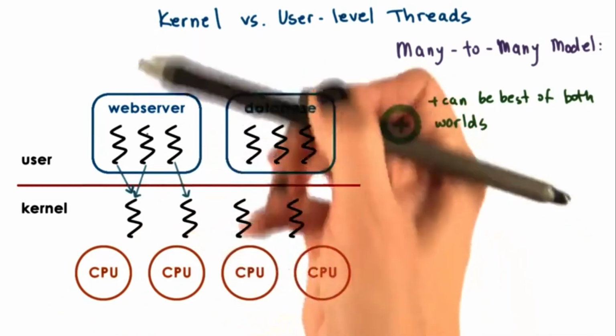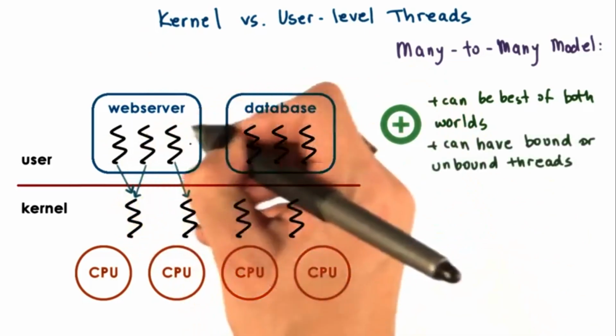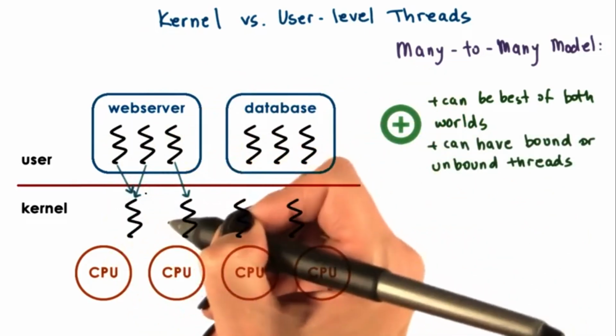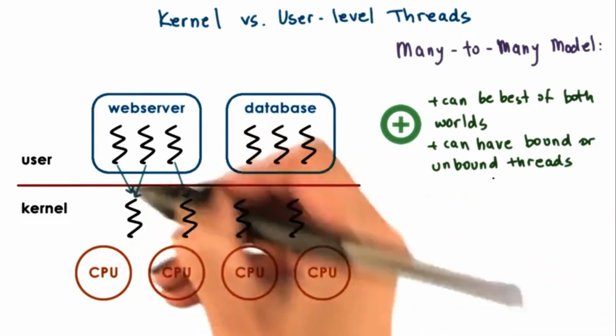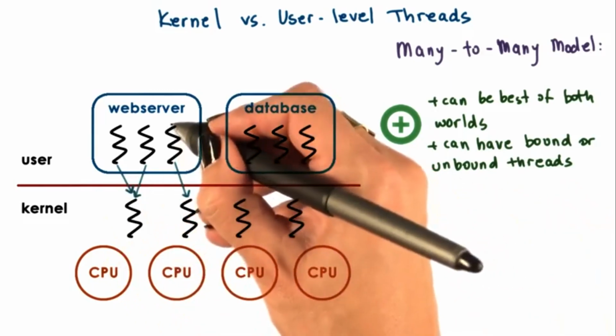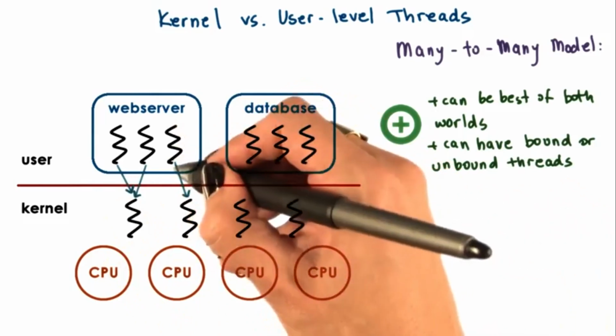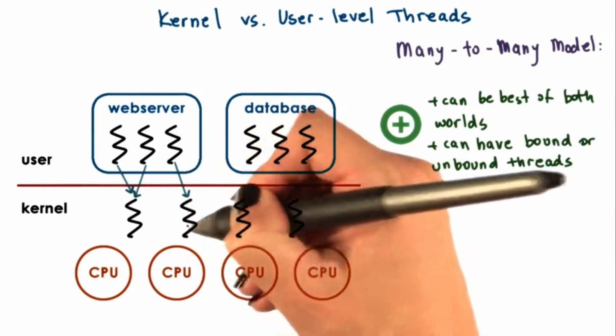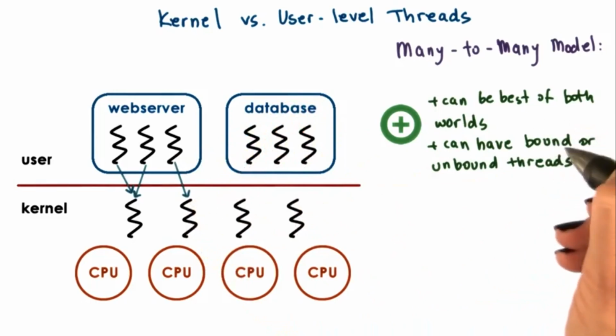So the process overall can make progress. The user-level threads may be scheduled onto any of the underlying kernel-level threads, so they're unbound. Or we can have a certain user-level thread that's basically mapped one-to-one permanently onto a kernel-level thread. We call this the bound mapping.